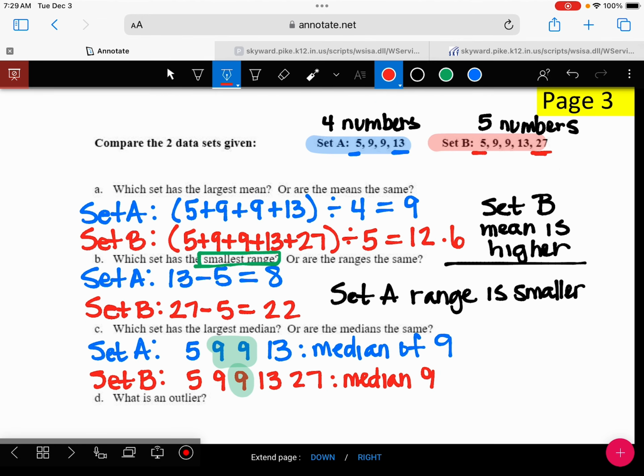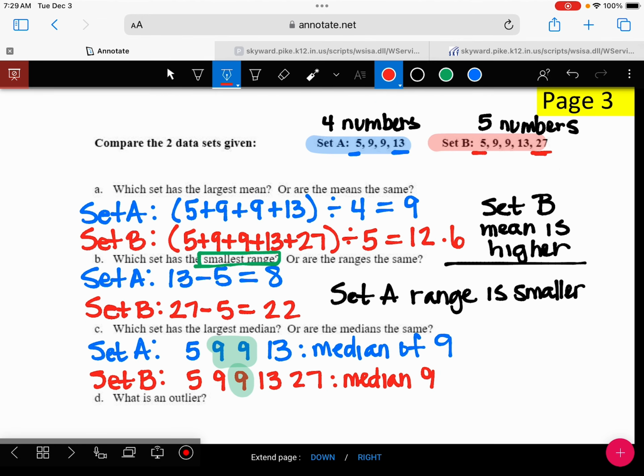So now we have this question here. If we look at both of these sets, notice that in this first set, all of the numbers are from 5 to 13. But then we have a number, that 27, is significantly higher than the other numbers. And that's what an outlier is.